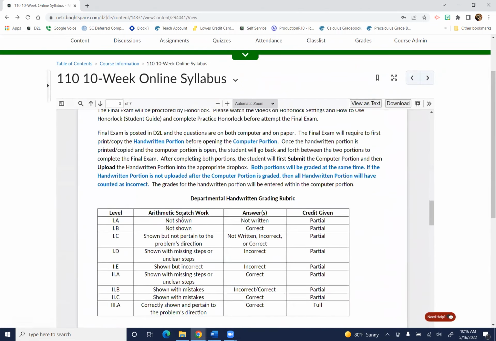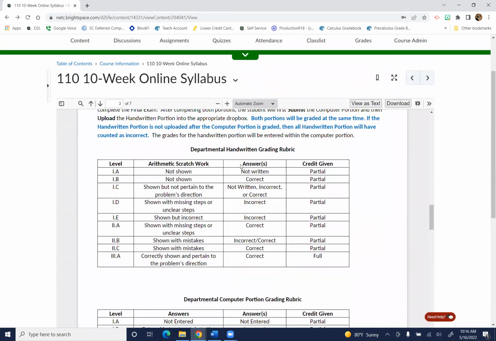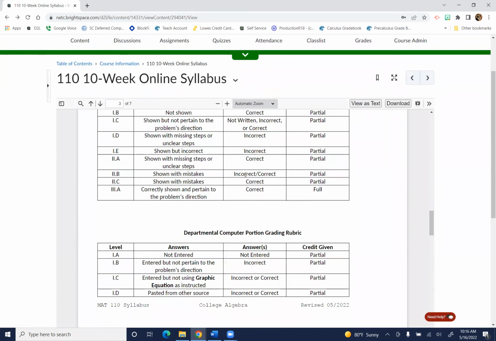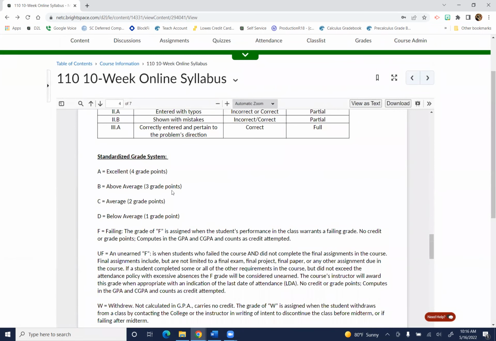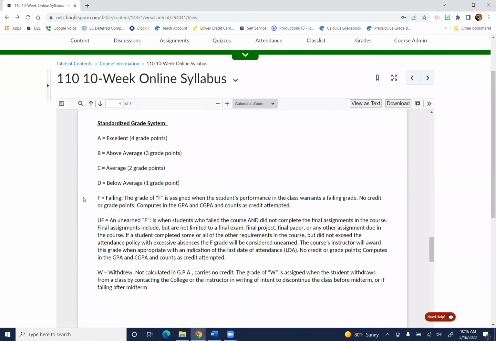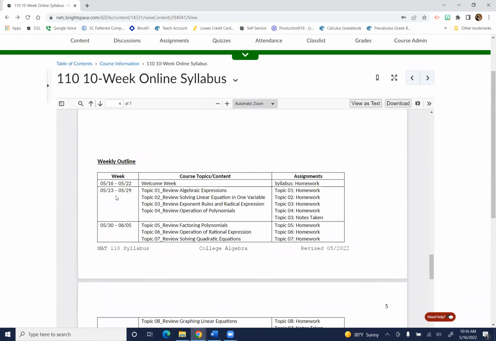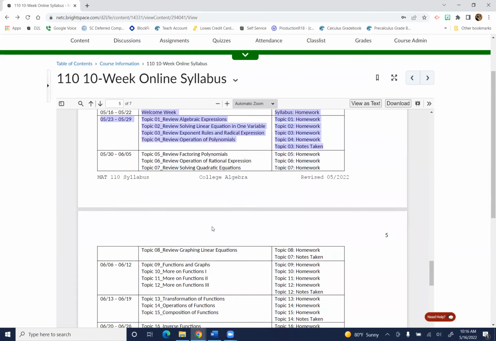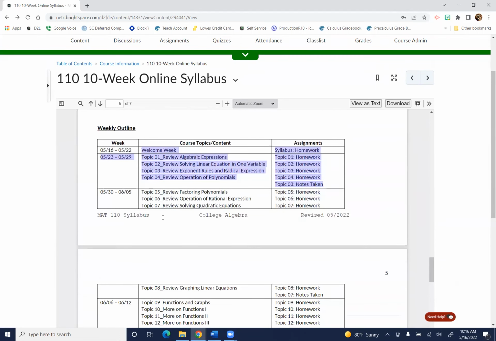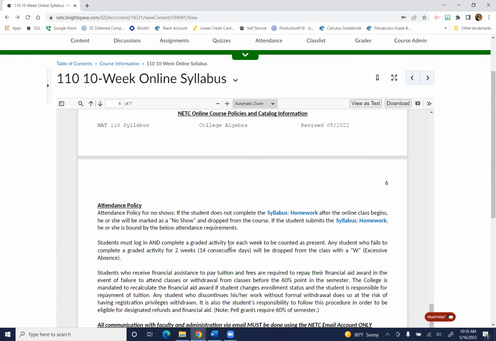All right, back up to the syllabus. Department handwritten. These are my grading rubric for the handwritten and computer portion. You can read up on those. All right, your grades. Okay, your standard grades is listed right here, and the wiki outline. Okay, so sorry about this part. This part needs to be updated. So class will start on the 16th, but we had to push 1 week back. So this week, the welcome week would be the same as this week. That's why all the stuff right here is actually being turned in by the end of first week. So follow your timeline, your weekly outline as close as you can.